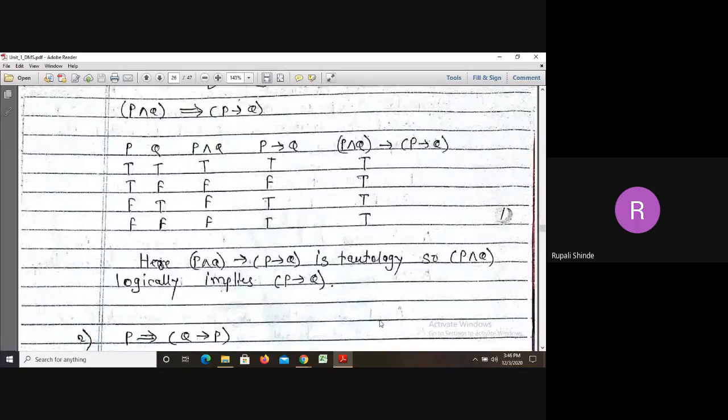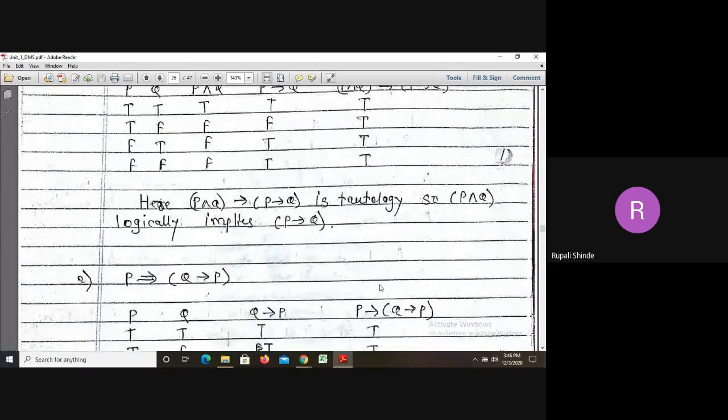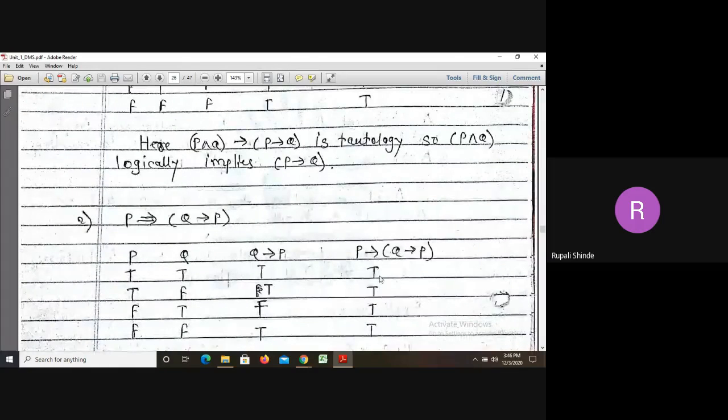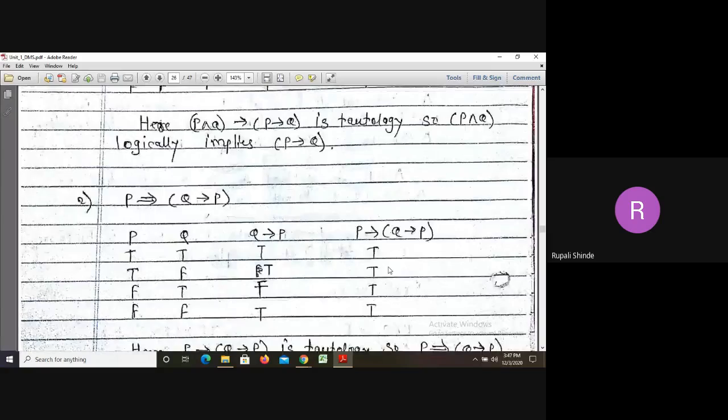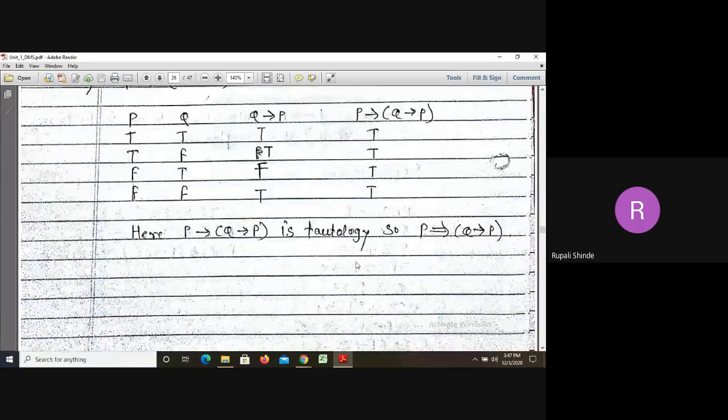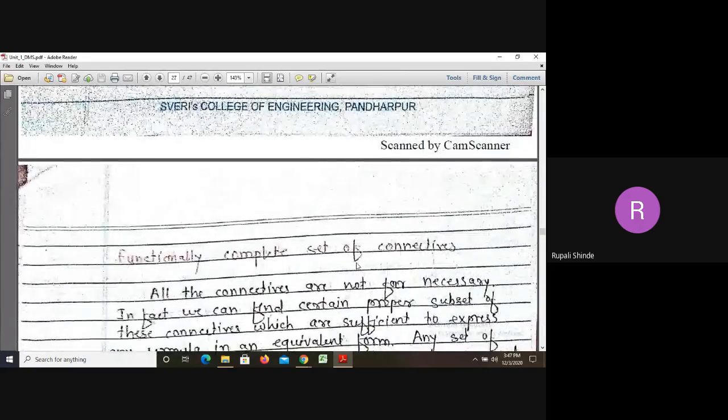Okay. So likewise again, they have given some examples. The same strategy we have to apply. We just have to check whether the conditional between the first and second formula is a tautology. If it is a tautology, then we can say that the first formula logically implies the second one.